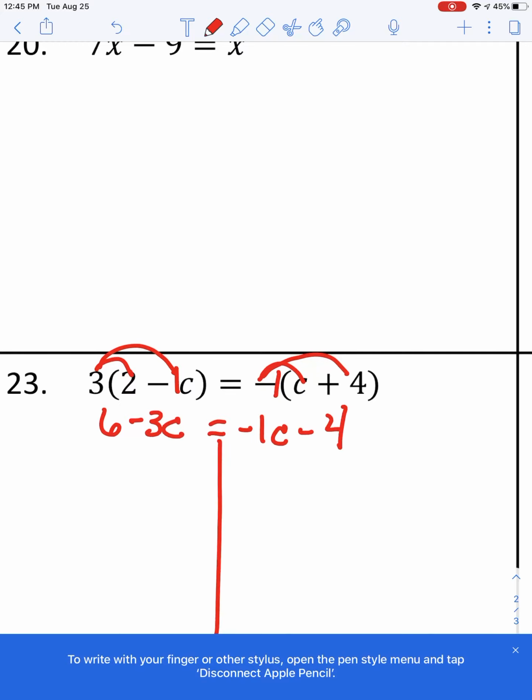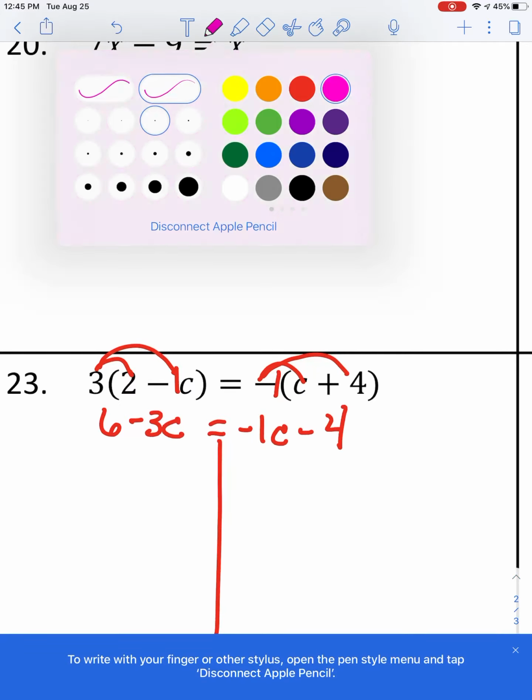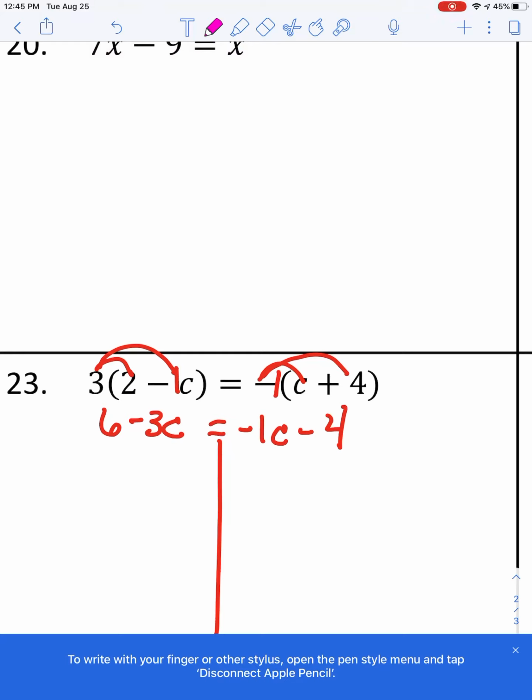Put your fence on. I'm going to move the c's to one side. This is Algebra 1. I will add 1c. So bring down my 6.